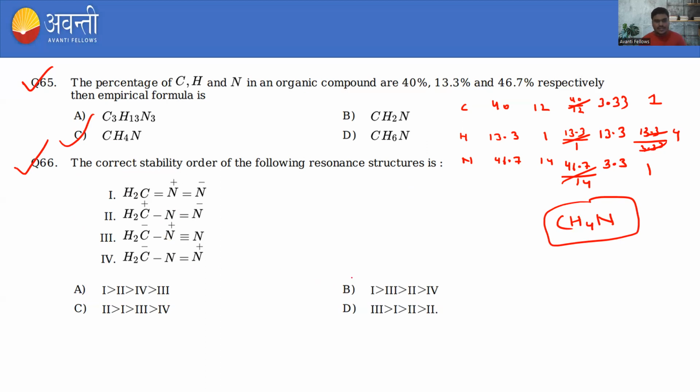So if you consider this, that is B, that is the one having the more stable resonance structure, right? So lower is the charge separation, greater is the stability. Always remember this. What is the mantra for this?